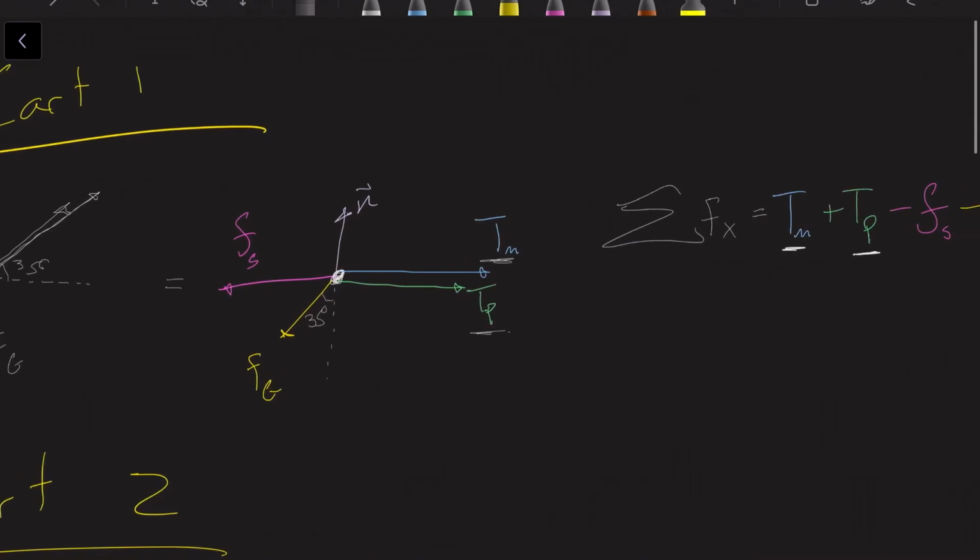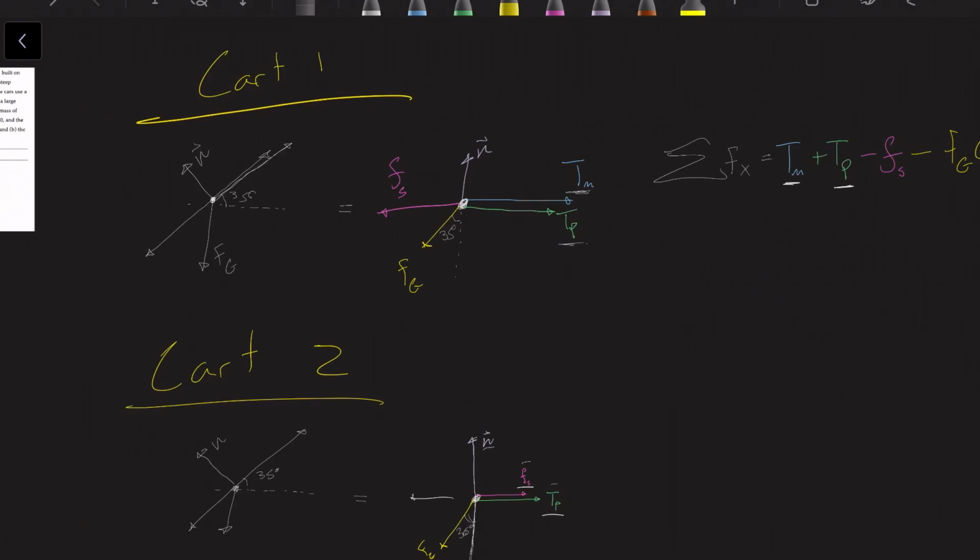Our process makes sense, just using Newton's second law and a little bit of Newton's third law to understand the pairs of forces, that the tension will be the same for both carts. And yeah, that'll really get the job done.